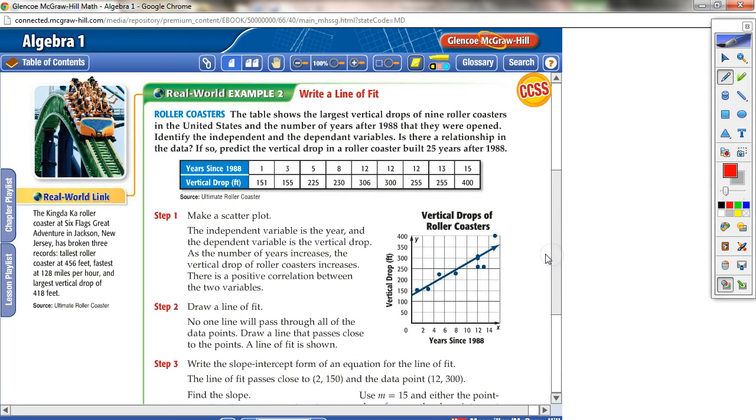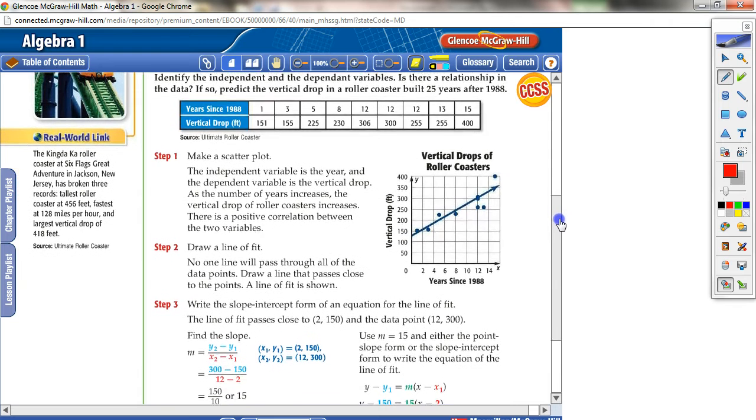Alright, so here is an example. The Kingda Ka roller coaster at Six Flags Great Adventure in Jackson, New Jersey has broken 3 records. Tallest roller coaster at 456 feet, fastest at 128 miles per hour, and largest vertical drop of 418 feet. The table shows the largest vertical drops of 9 roller coasters in the United States and the number of years after 1988 that they were open. Identify the independent and dependent variables. Is there a relationship in the data? If so, predict the vertical drop in the roller coaster built 25 years after 1988.